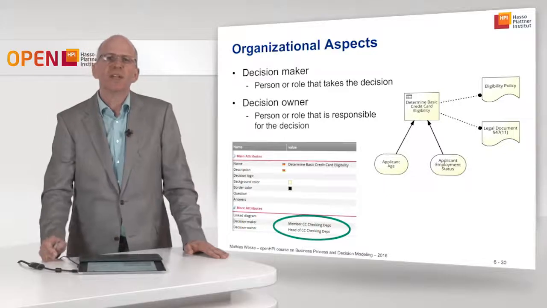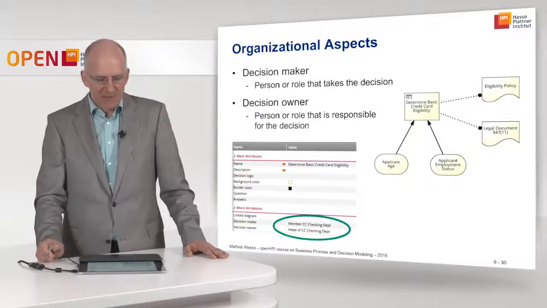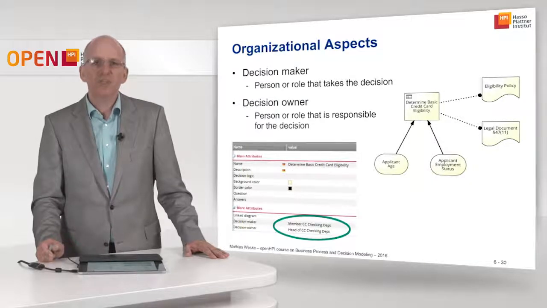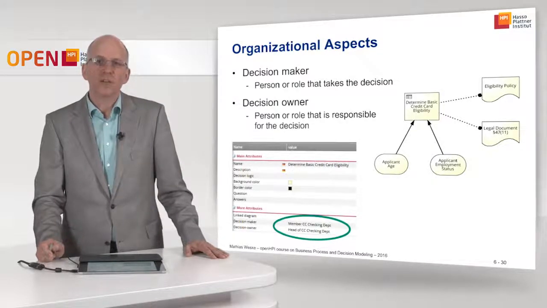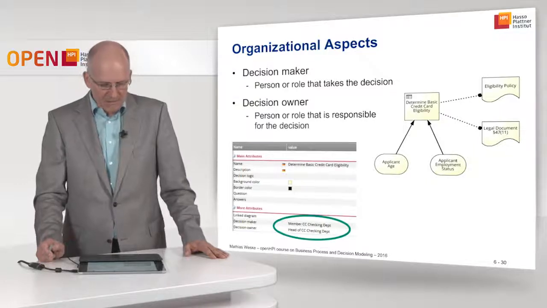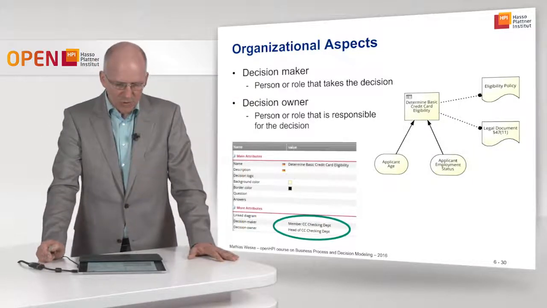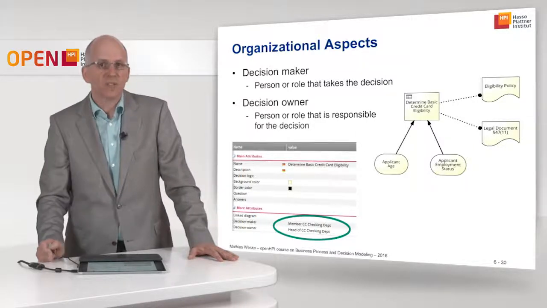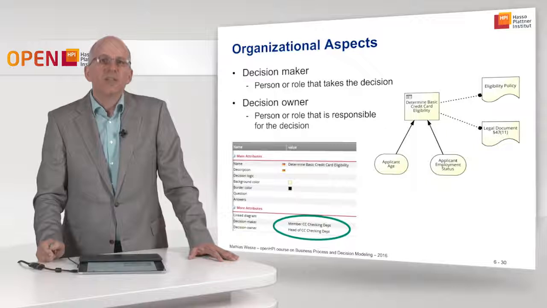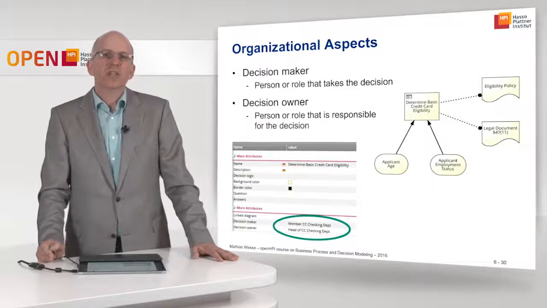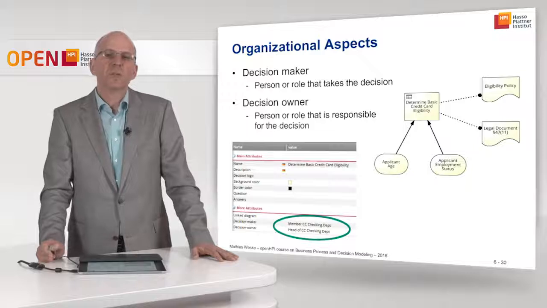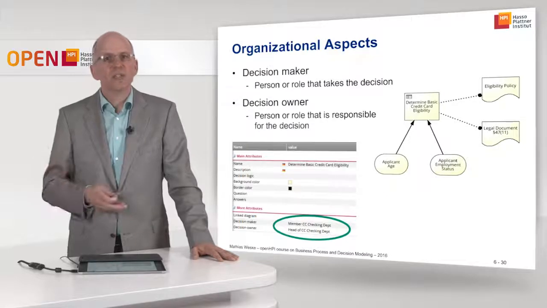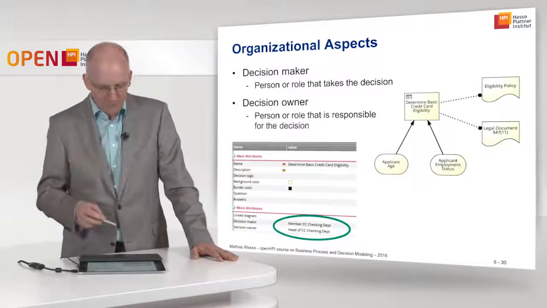We can also specify organizational aspects in decision requirements diagrams, and this is done through the attribute mechanism that we have seen already in the process modeling. So each decision can be associated with a decision maker and a decision owner. The decision maker is the person or role that actually takes the decision in the operational business. The decision owner is the person or role that is actually responsible for the decision. So it might be the head of a department that is responsible for all decisions that are taken by staff within this department.